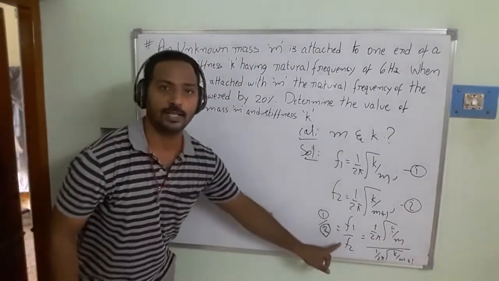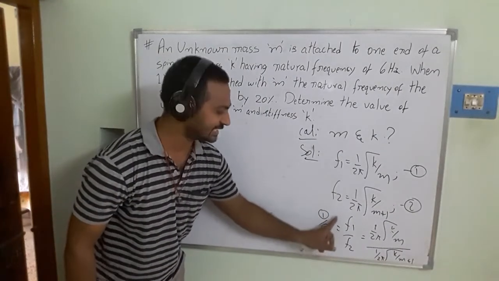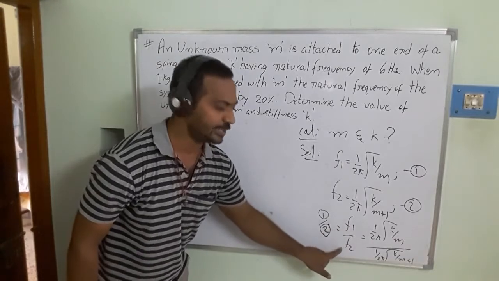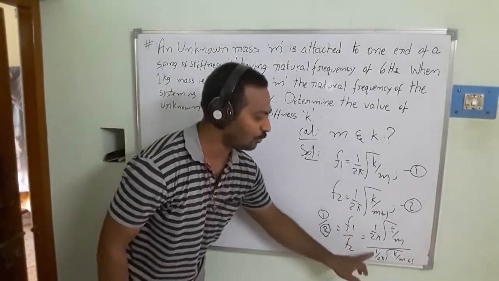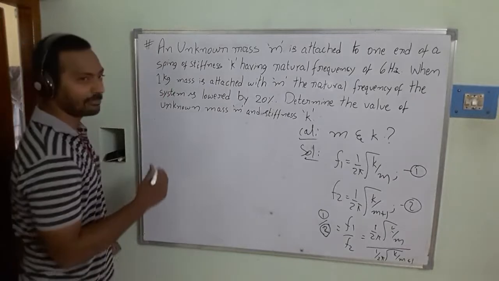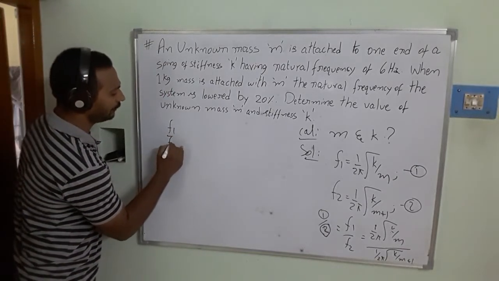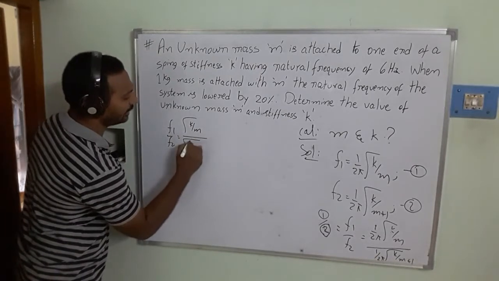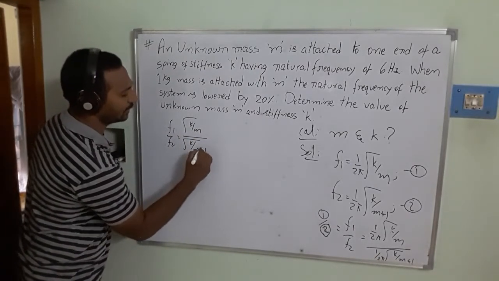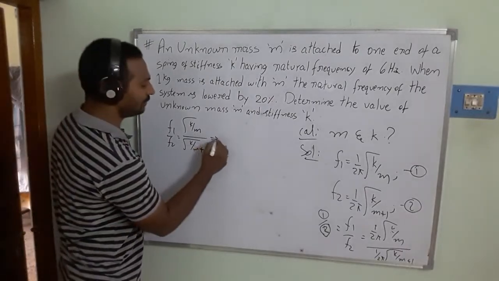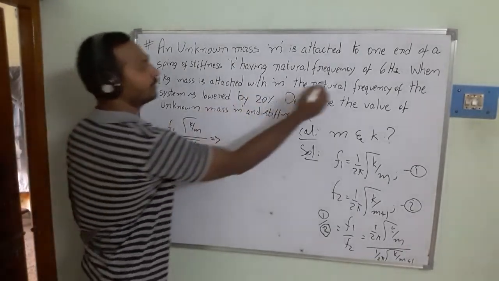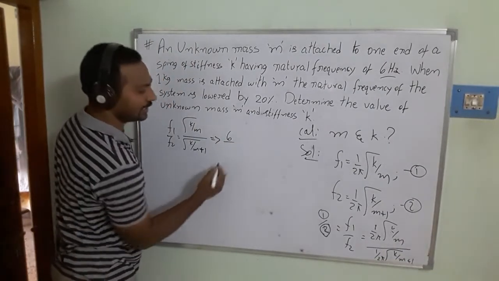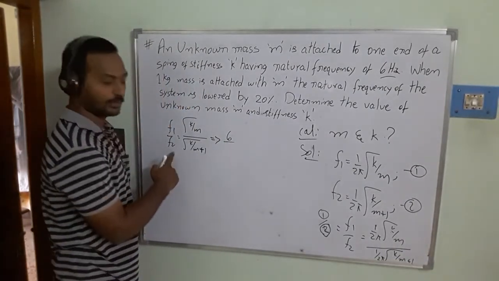So once we are taking the division of the two equations, f1 by f2, now I am going to be substituting the value of f1 and f2 in this equation. I am going to be cancelling 1 by 2 pi, 1 by 2 pi, but the simplification I am writing here: f1 by f2 is equal to square root of k by m divided by square root of k by m plus 1. Right? And further simplification, what's f1? f1 is equal to, already we do have 6 Hz.